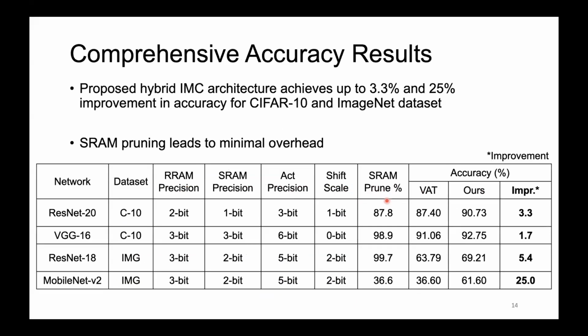Here we look at the comprehensive accuracy results. You can see that consistently across different networks and different datasets at different levels of precision, at a high SRAM pruning ratio, we are able to achieve improvement in accuracy over conventional VAT methods.